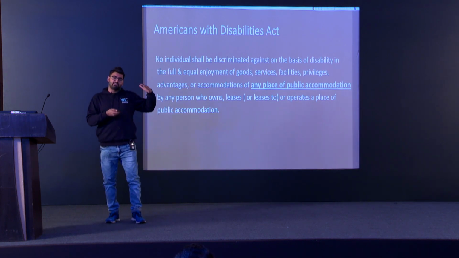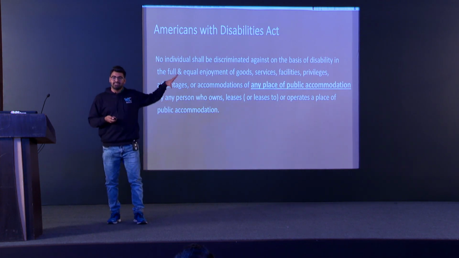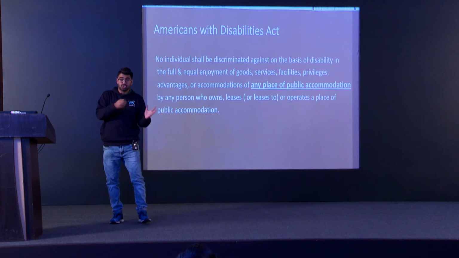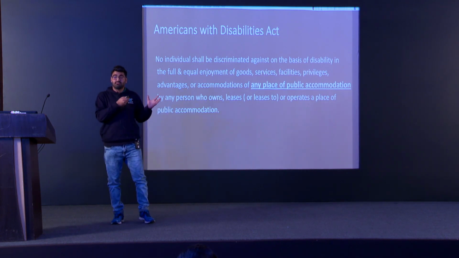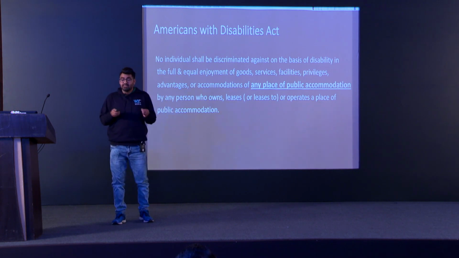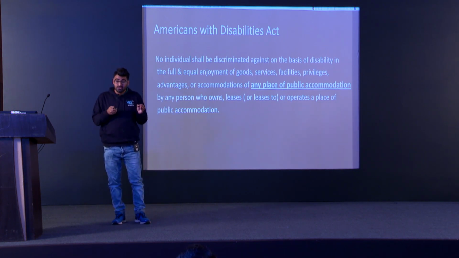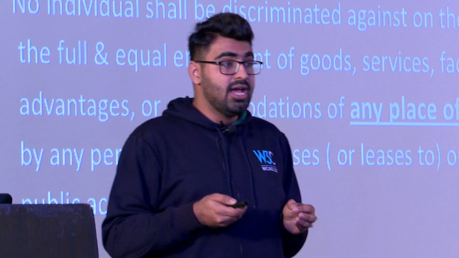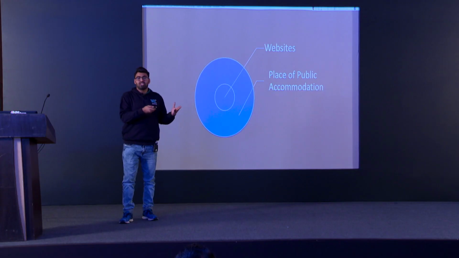There is huge documentation on the internet, but the summary is just these 5 lines. It is something like: no individual should be discriminated against on the basis of disability in the full and equal enjoyment of goods, facilities, privileges, or accommodation of any place of public accommodation by any person who owns, leases, or operates a place of public accommodation. But in 1990, the places of public accommodation, or the places where our businesses were, were mostly on the ground.